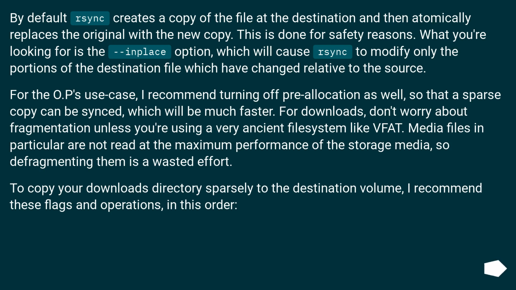By default, rsync creates a copy of the file at the destination and then atomically replaces the original with the new copy. This is done for safety reasons. What you're looking for is the in-place option, which will cause rsync to modify only the portions of the destination file which have changed relative to the source.